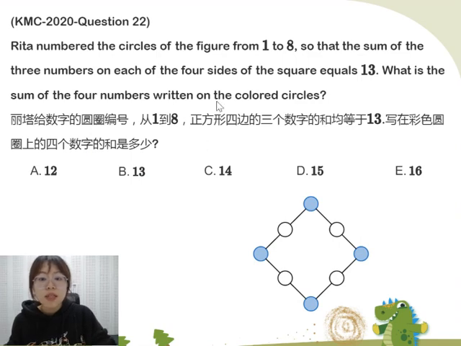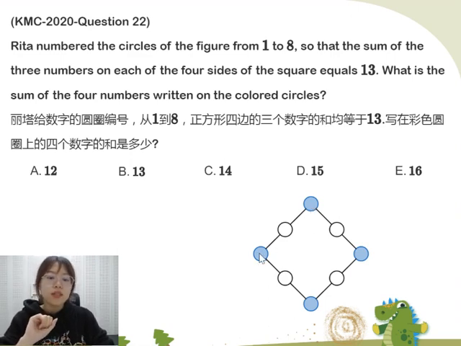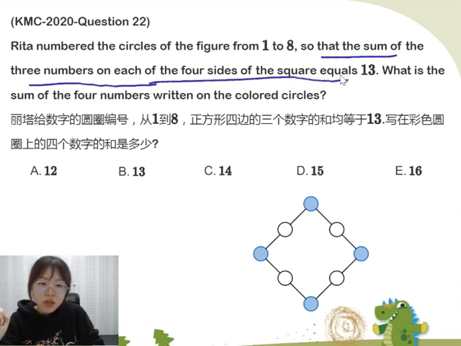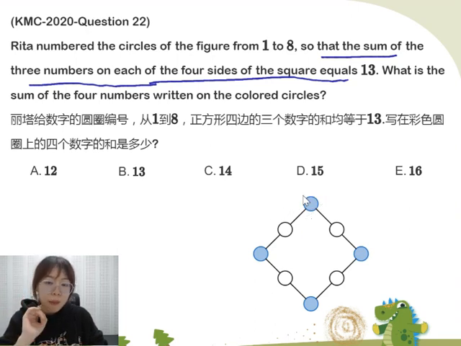Rita numbered the circles of the figure from 1 to 8, so that the sum of the three numbers on each of the four sides of the square equals 13. What's the sum of the four numbers written on the colored circles? The colored circles are on the corners of the square. Reading the problem is very important, it's crucial. So what does it mean that the sum of three numbers on each of the four sides of the square equals 13? For one side, there are three numbers.